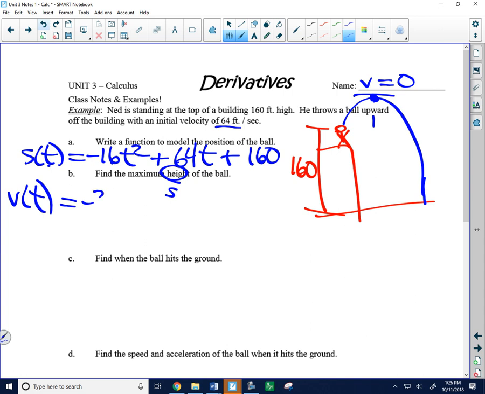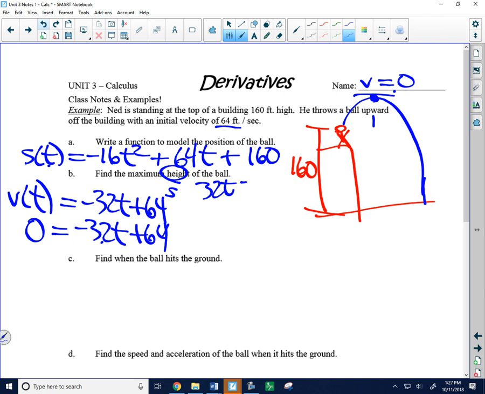So the derivative here for velocity is negative 32t plus 64. So then we know the velocity here is 0. I'm setting the velocity equal to 0. I add 32t to both sides. You get 32t equals 64. And we divide by 32, and we'll get 2. So 2 seconds. Right here would be at 2 seconds.